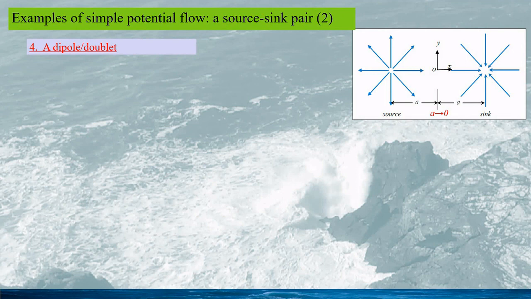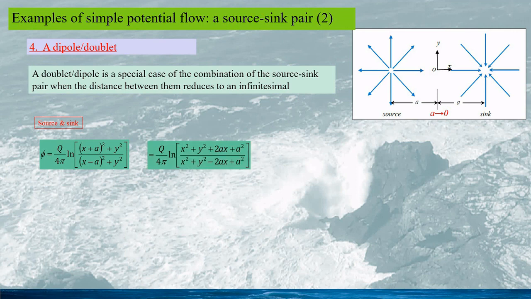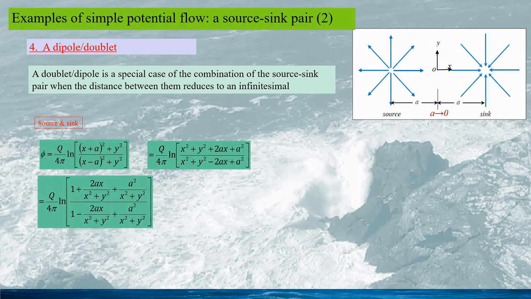In this slide, a derivation is shown of how we can obtain the potential function of a doublet from that of the source-sink pair step by step. We have the velocity potential function for the source and sink pair. So we can write the potential function as this. Divide the terms, use the x squared plus y squared. We can get the equation as this. So drop the higher order of a, and then we have the equation as this.